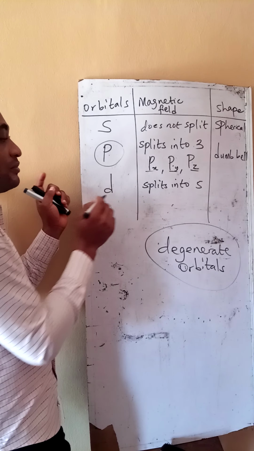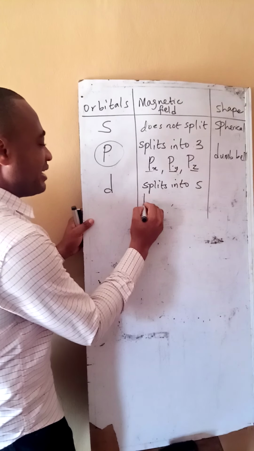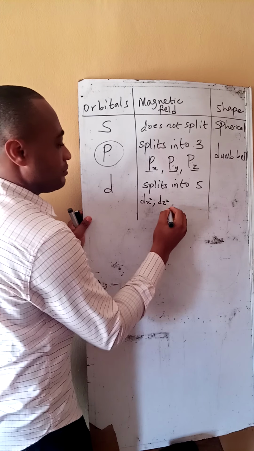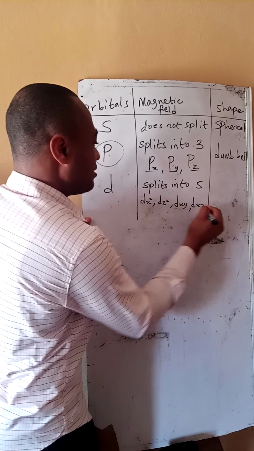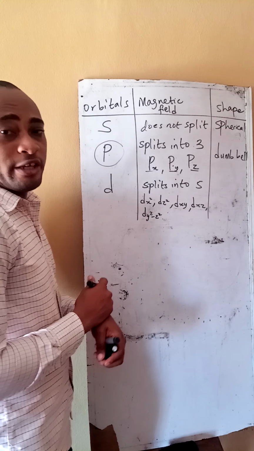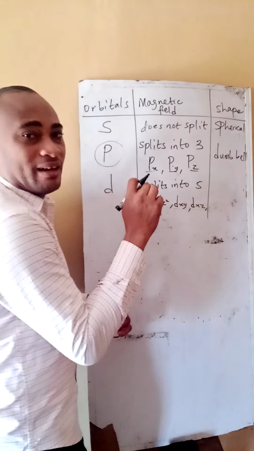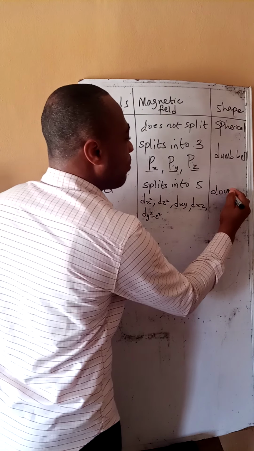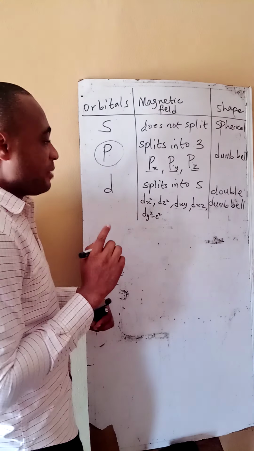They came from P. Now, if my D splits into 5, these are the 5. I have my dx square. I have my dz square. I have my dxy. I have my dxz. And the dy squared to z squared. 5 different orientations. And remember, each of them will have the same energy level, so they are all degenerates. What is the shape of a d orbital? Double dumbbell. That is the shape of my d orbital.